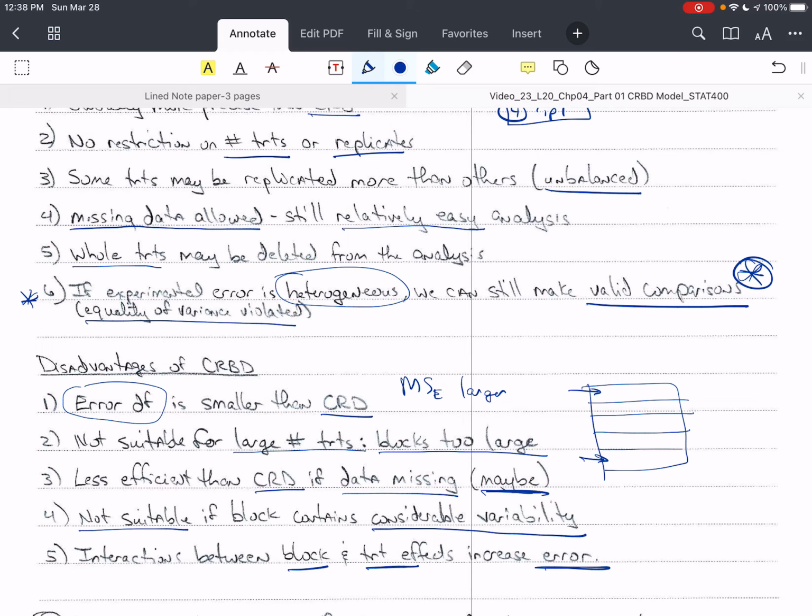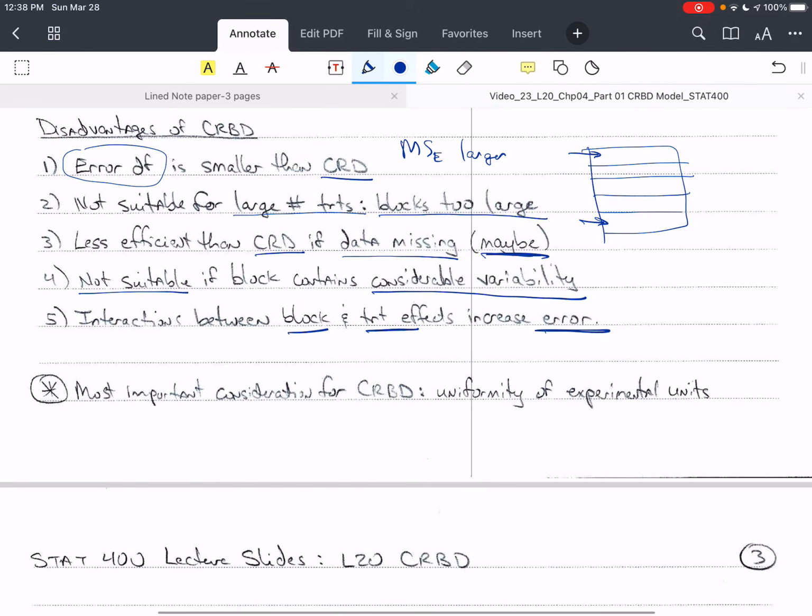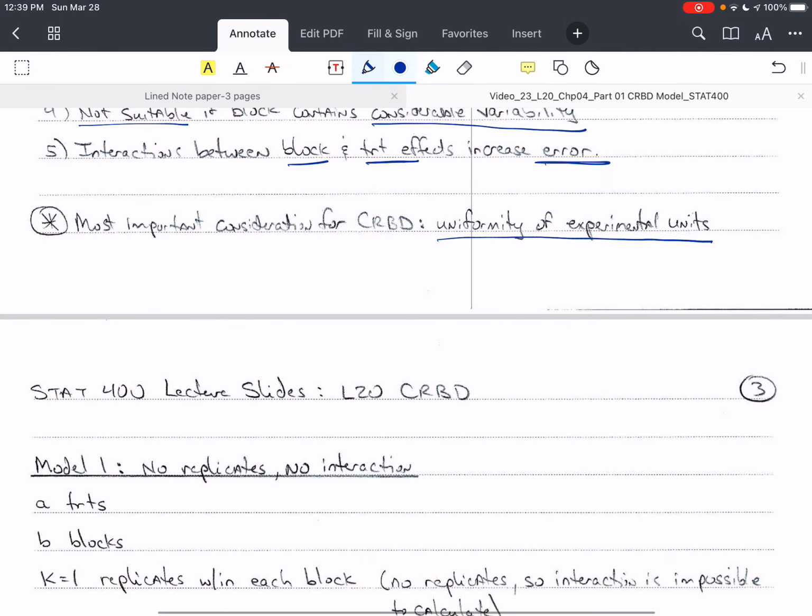So if this exists, that's something that we would want to test if it's possible. Okay? So the most important consideration for the complete randomized block design is that we need a uniform experimental unit. So we don't want a lot of variation across this coupon if we're talking about the hardness tester situation, or across the block, whatever we're talking about. Okay, so the block needs to be as homogeneous as possible.